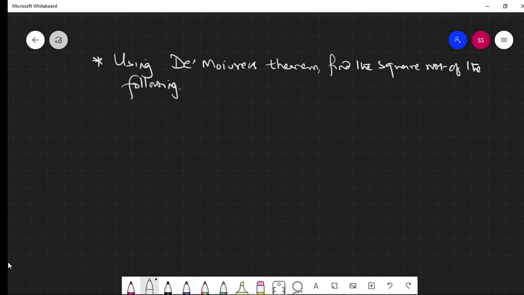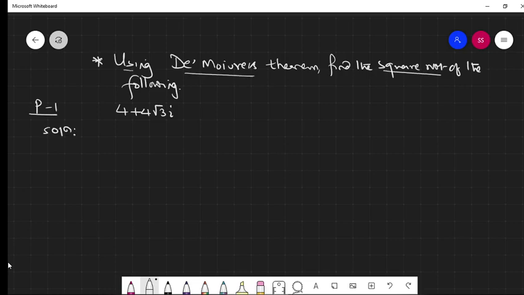Problem number 1, the question is 4 plus 4 root 3i. We have to find the square root using de Moivre's theorem. Okay, the solution for this question.